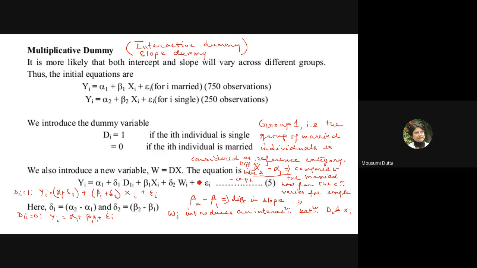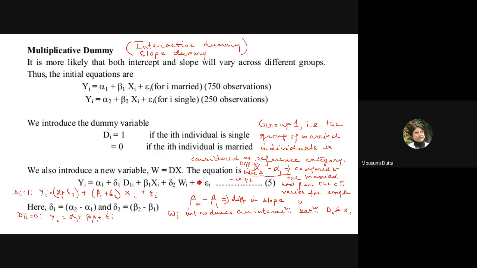Okay, so for single, the equation is yi is equal to alpha 1 plus delta 1, this is the intercept, plus beta 1 plus delta 2, this is the gradient, into xi plus epsilon i. Whereas for the married, the equation is yi is equal to alpha 1 plus beta 1 xi plus epsilon i. So in this way, we can apply interactions, or we can use the multiplicative dummy to introduce the difference in intercept as well as difference in slopes.